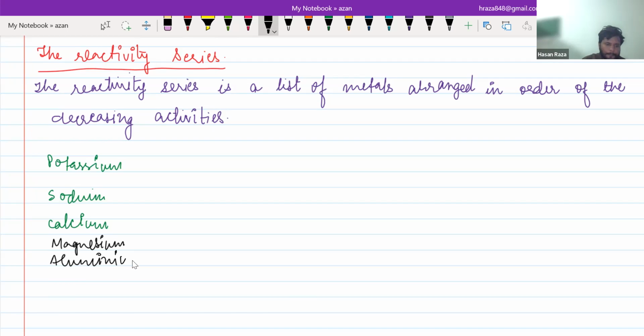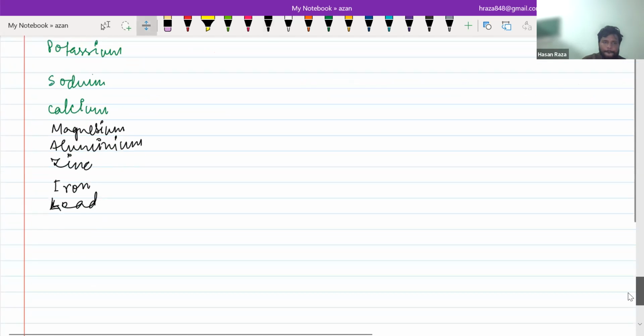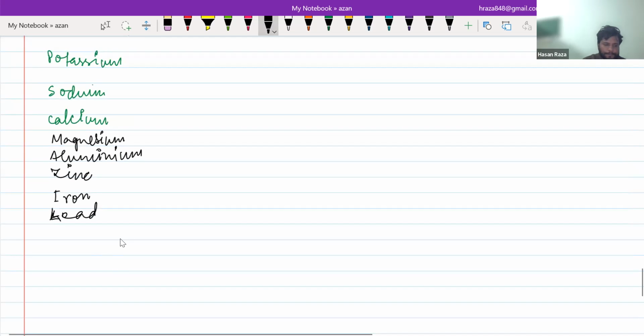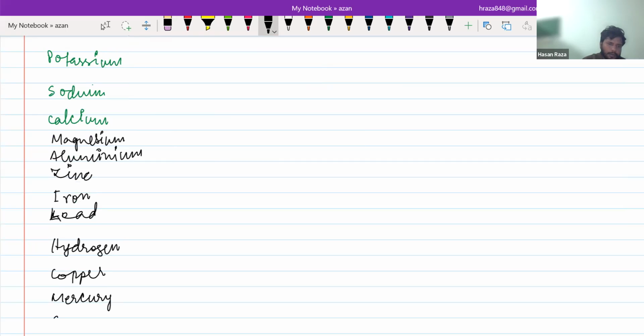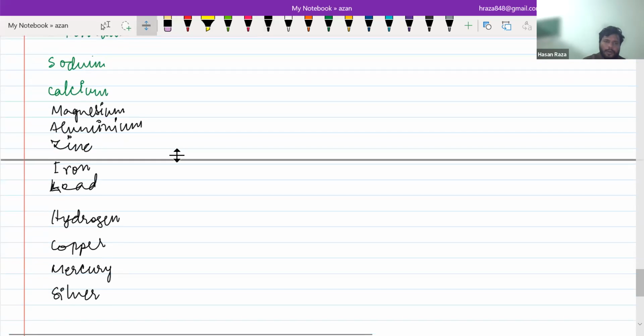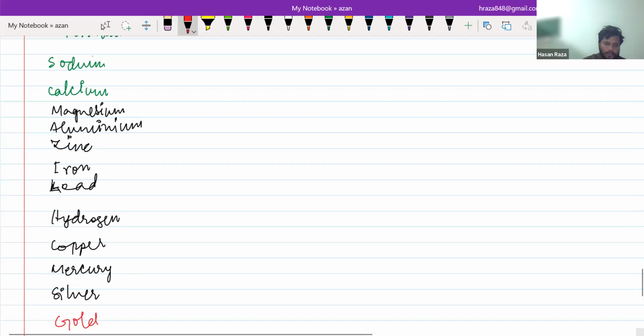then aluminium, then zinc, iron, lead, hydrogen, copper, mercury, silver, and at last it is gold. So always remember, this is the reactivity series in decreasing order of activity.